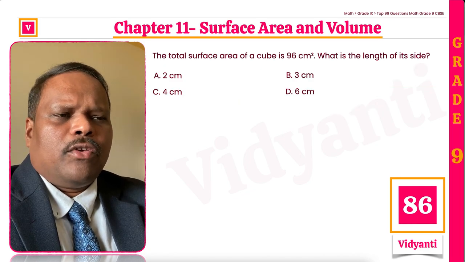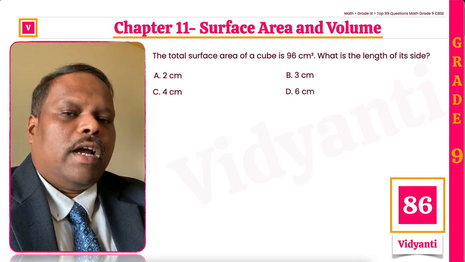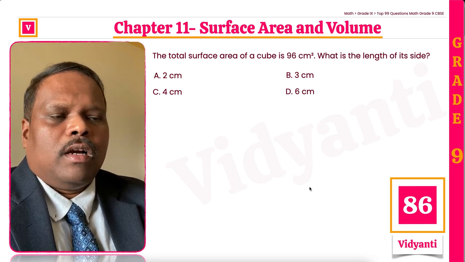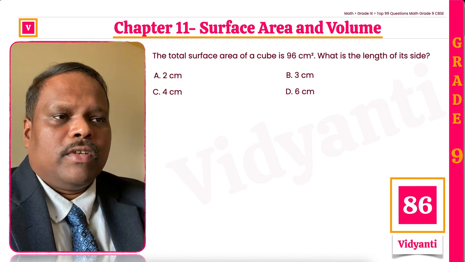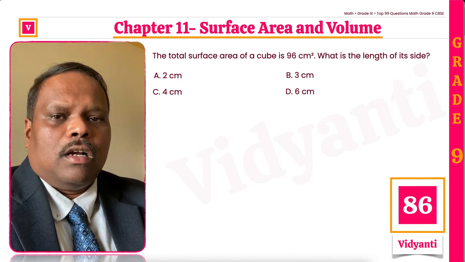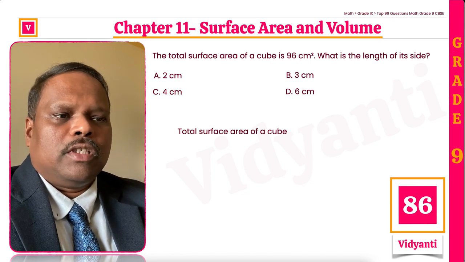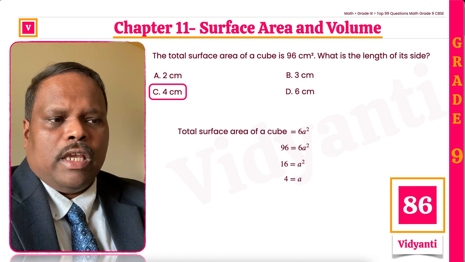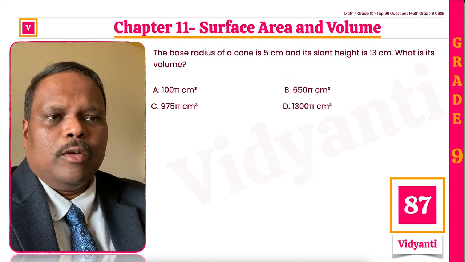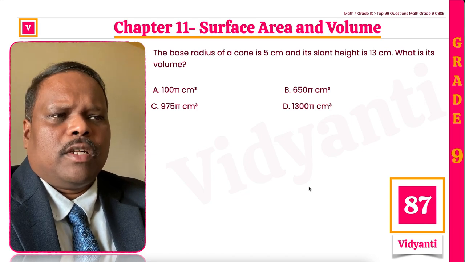Total surface area of a cube. Now a cube has all sides equal, length, width and height, all three dimensions are the same. We have 6 surfaces, each surface is a square, and the total surface area is 6 such surfaces, 6a square. So 6a square will be 96, so a square will be 16, so a will be 4, and that will be your final answer. Question 87: the base radius of a cone is 5 centimeter, slant height.